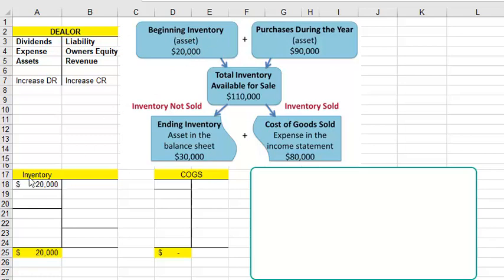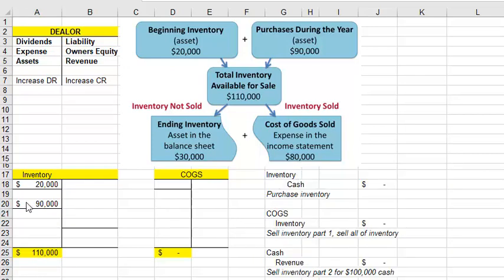We're seeing that with a debit balance on the left here on inventory, with our balance. Now we have purchases during the year of $90,000. So a purchase is going to increase our T account. We used to have $20,000 in inventory. Now we're adding $90,000 for $110,000. What this is going to look like is an increase in inventory. We see this here of $90,000.